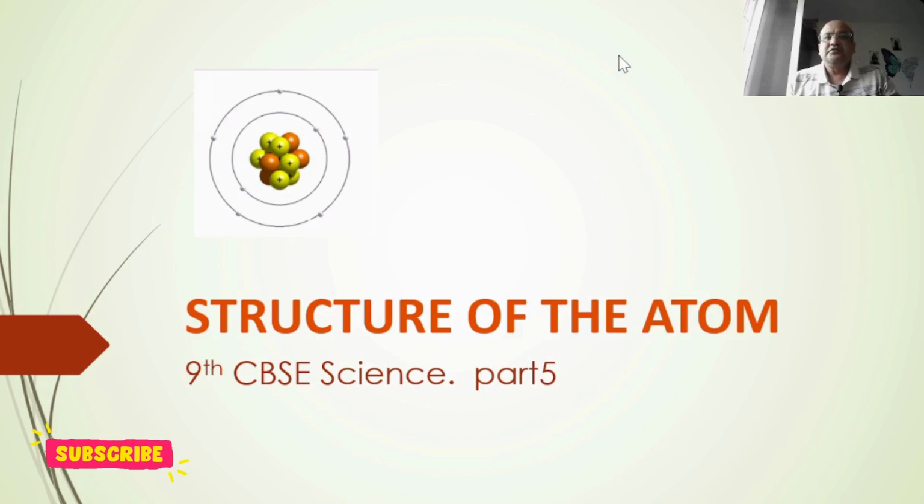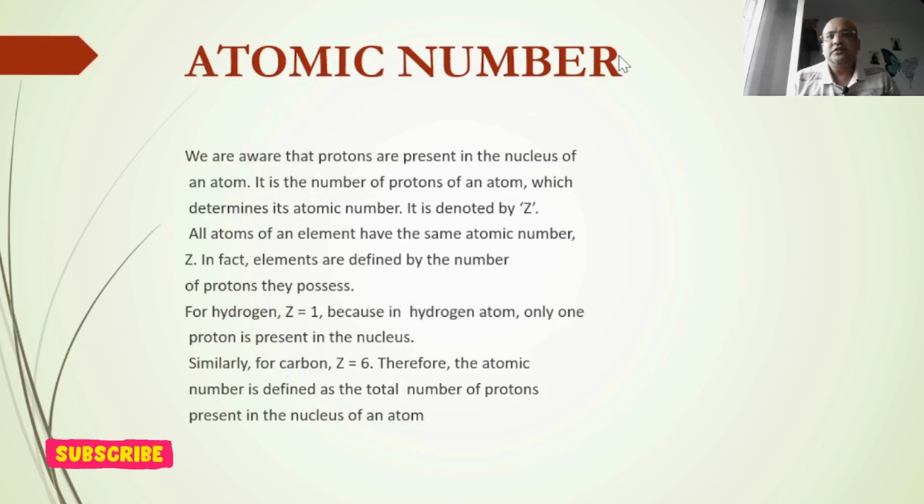We were doing structure of the atoms, class 9 CBSE. Last time we did noble elements and valency. We have seen the noble elements, they do not react with any other elements as their octet is fulfilled. So today we are going to see the concept called atomic number. Now what is atomic number all about?